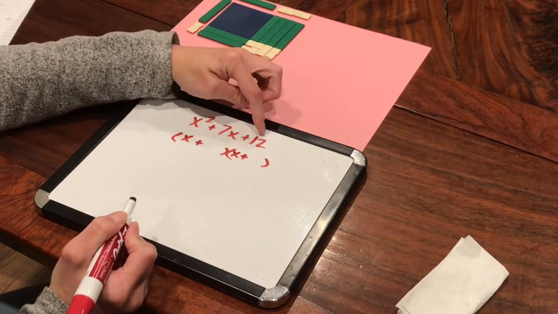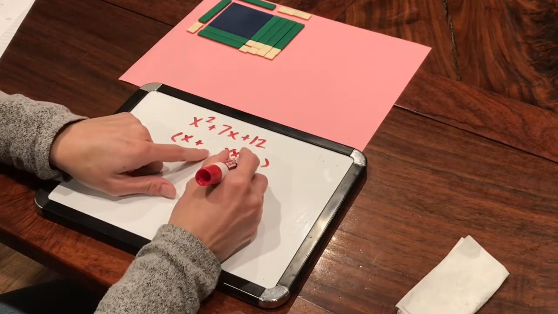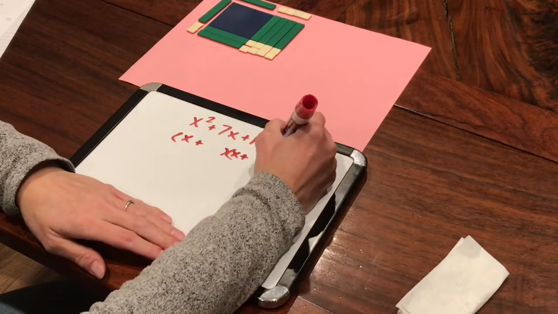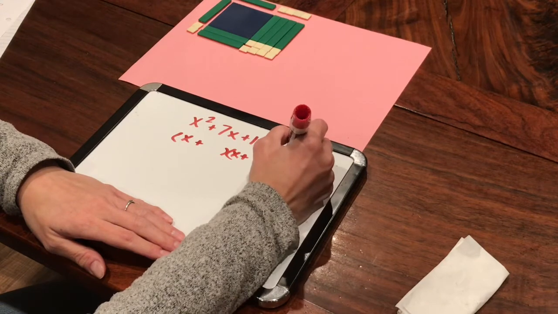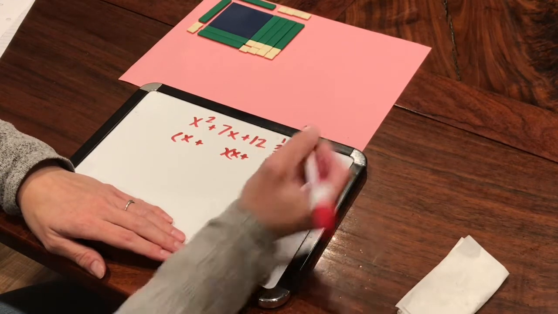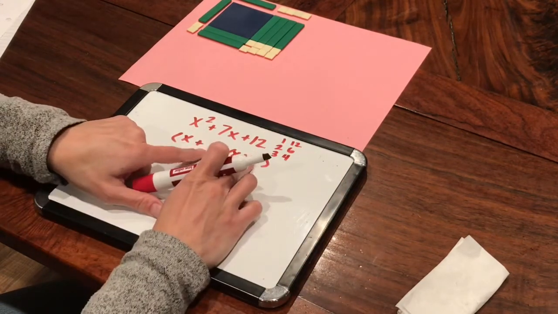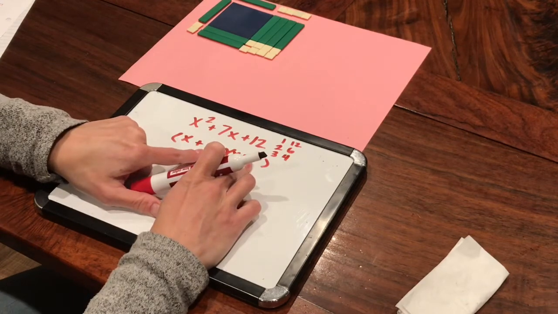Now I'm looking for my factors of 12, because that's what could go here. We have a lot of choices there. 1 and 12 multiply together to be 12, 2 and 6, or 3 and 4. So how do I know what numbers to put here to make this work?